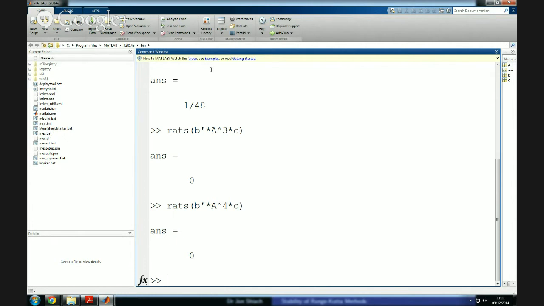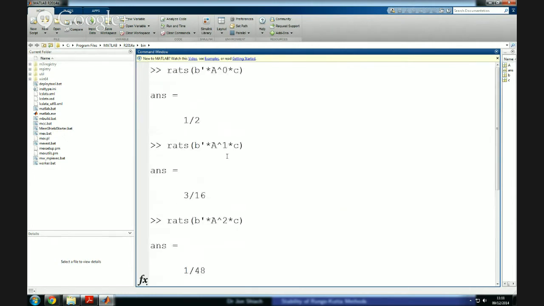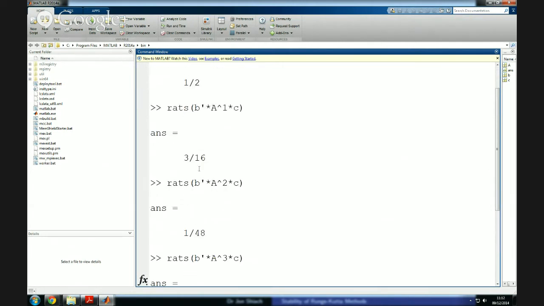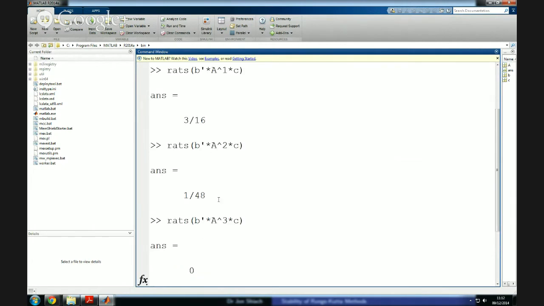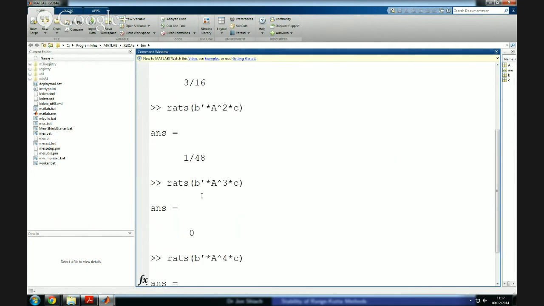So what does this mean? Here, this is my Z squared coefficient. This is my Z cubed coefficient, and this is my Z to the power 4 coefficient. Remember, we're comparing this against a model problem. The model problem should behave like the exponential function. That's what we're aiming for.